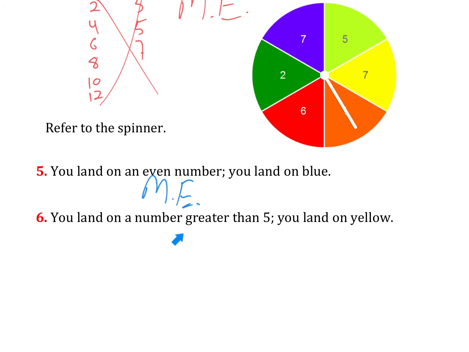Next one, you land on a number greater than 5. So 7, 5. Oh, actually 5 is not greater than 5. Now we have 7, 7, and 6. So these three values are greater than 5. Land on a yellow. Well, hey, this 7 was also a yellow. So these are not mutually exclusive since we shared a potential outcome there.